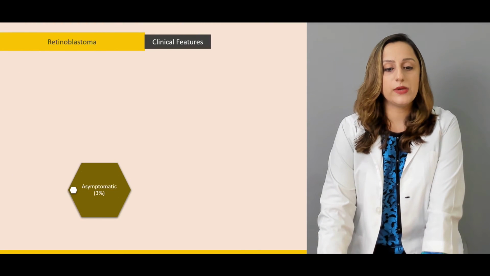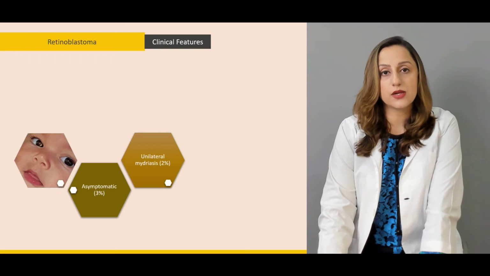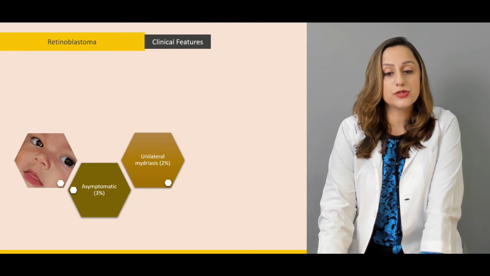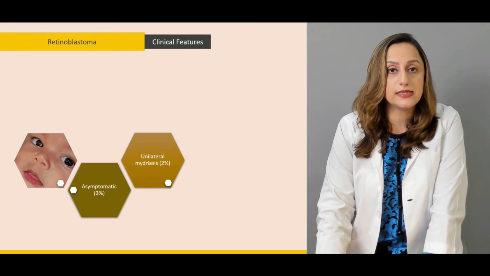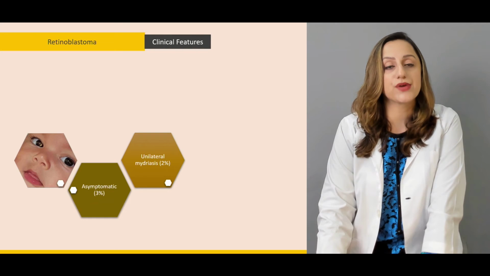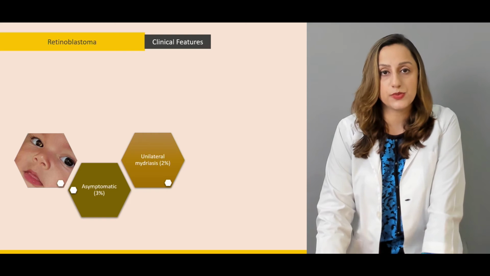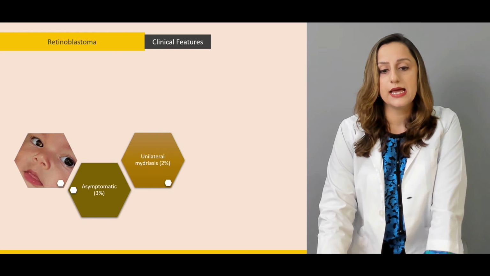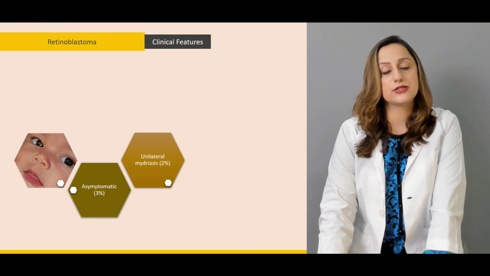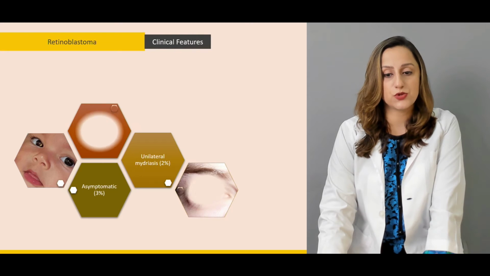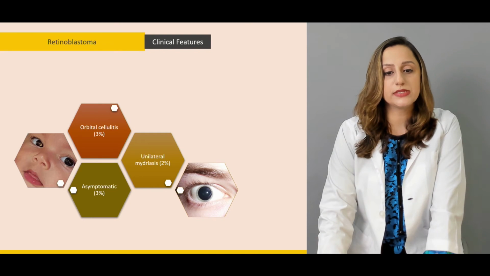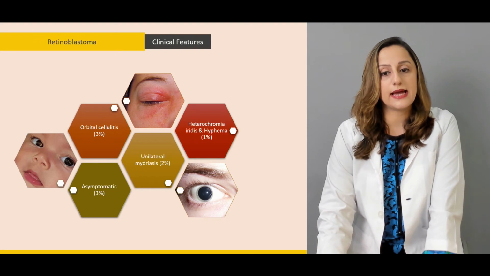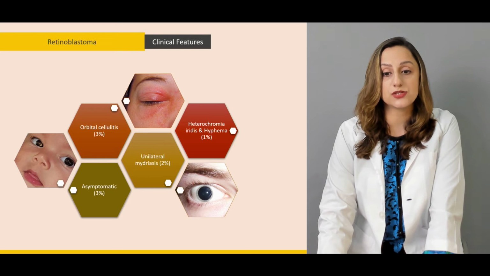Then furthermore, we can have patients who are asymptomatic. In almost 3% of the patients, we have no symptoms at all. And then unilateral mydriasis. Miosis is the constriction of the pupils, and mydriasis refers to the dilatation of the pupils. So dilation of the pupils is sometimes seen in almost 2% of the cases, and is regarded as due to retinoblastoma. And then we can have orbital cellulitis. Finally, we can have heterochromia iridis and hyphema in these patients in almost 1% of the cases.